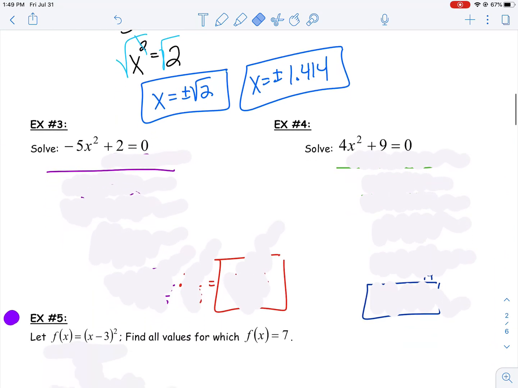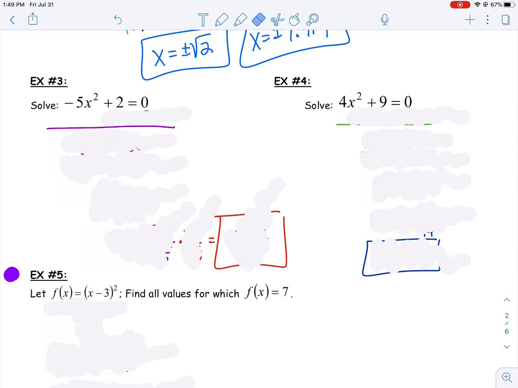Let's do a few more. Example number 3 says we want to solve -5x squared plus 2 equals 0. You notice that we only have an x squared as a variable. It's a quadratic. We're going to have two answers, right? Let's go ahead and solve for x.